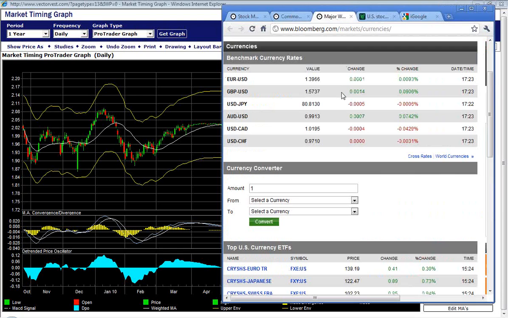And then the currency pairs: the euro is buying 1.3966 US dollars, pound 1.5737. The dollar was buying 80.813 yen. The Aussie was buying 99.13. US dollar was buying 1.0195 Canadian dollars and 0.9710 Swiss francs.